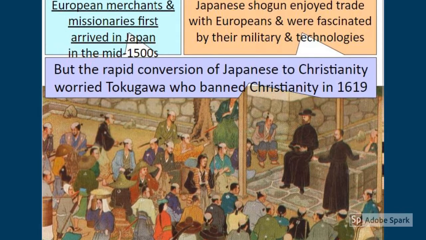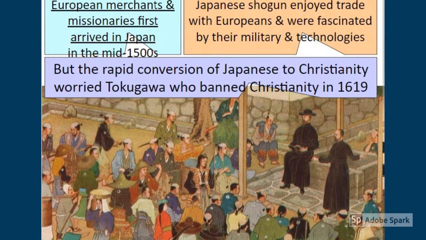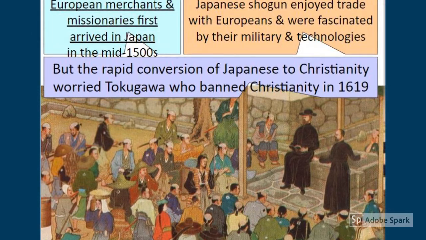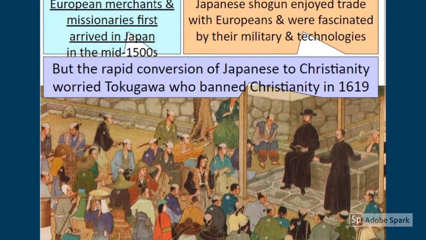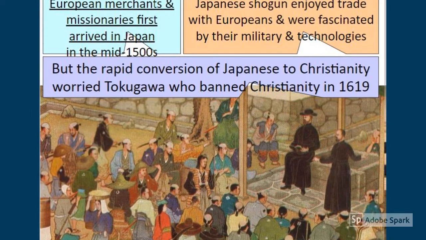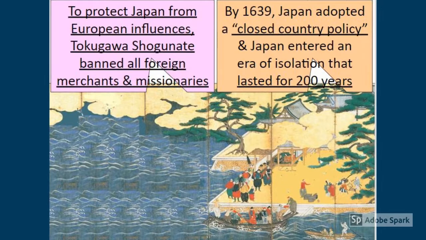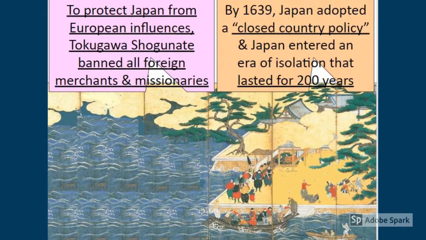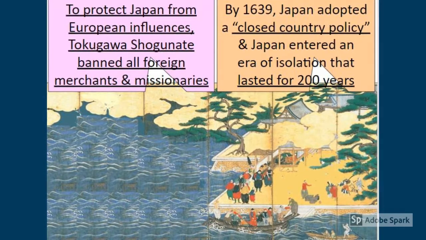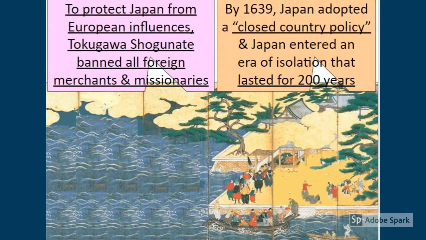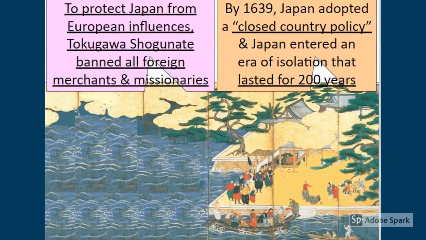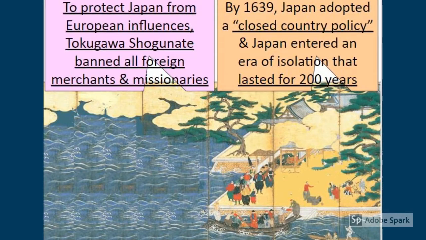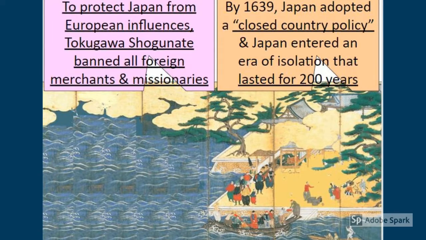But with the Europeans will come Christianity. And the Japanese state did not appreciate the Christian missionaries trying to convert their people to this outside religion that gave the state less control. So, they banned Christianity in Japan in 1619. Eventually, Japan decides that they need to protect their people from European influences, and the Tokugawa shogunate bans all foreign merchants and missionaries. By 1639, Japan had decided that, like their neighbor China, they too should adopt an isolationist policy toward these Western intruders. This era of Japanese isolation will last for the next 200 years.